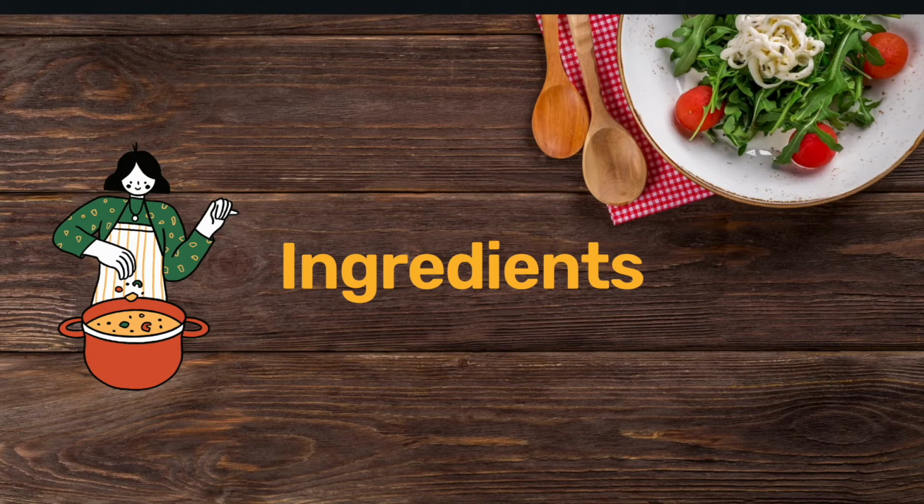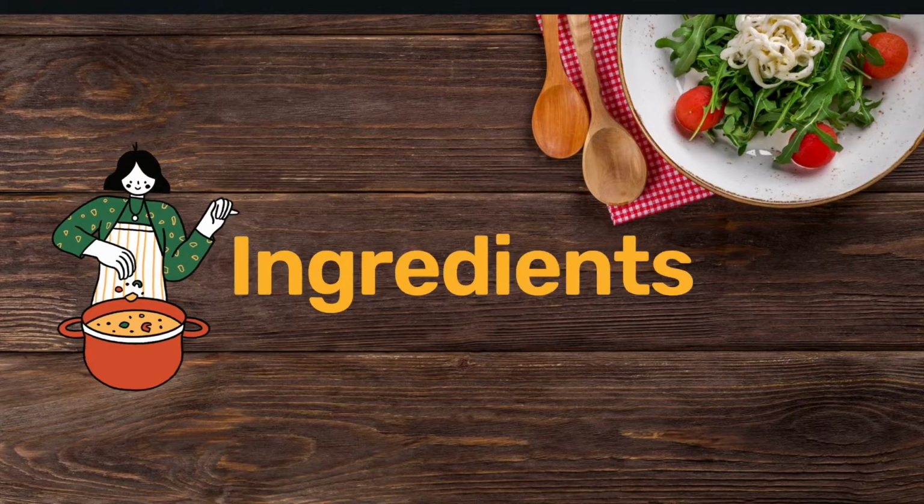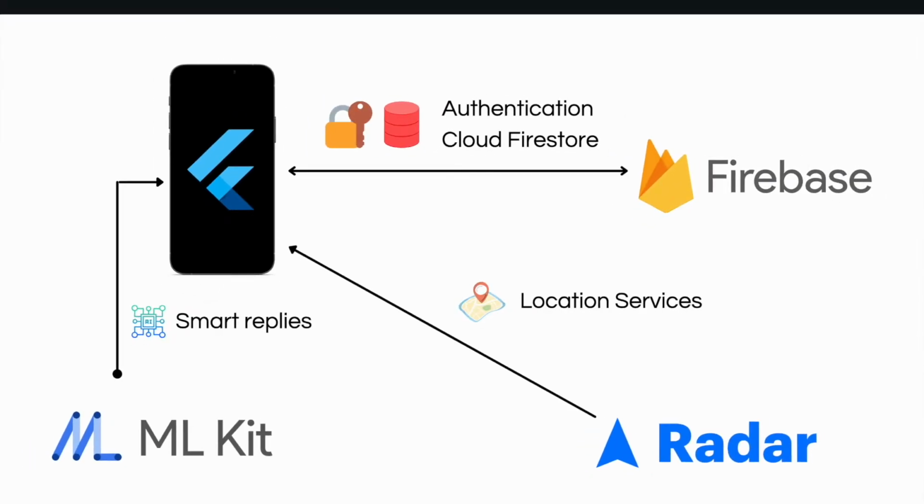So now let's have a look at the ingredients of today's application, or basically the technologies and how they're connected to each other. First off, we have our mobile phone, which is going to run Flutter, and that is going to communicate with Firebase. And here we're going to use the authentication and the Cloud Firestore features. Then we have the machine learning kit by Google, which will be supplying the smart replies. And finally, for our location services, we'll be making use of Radar.